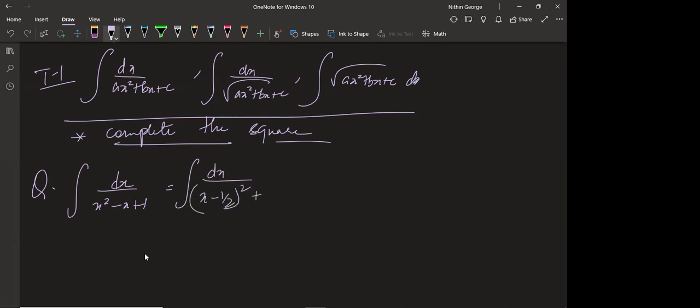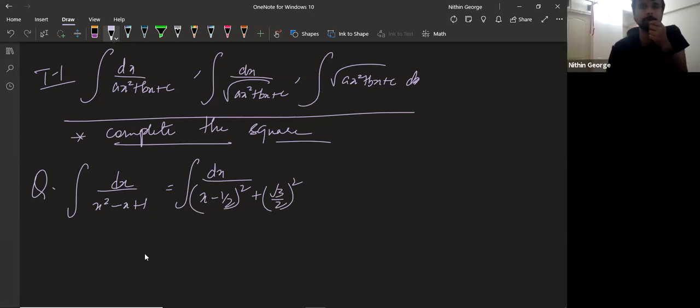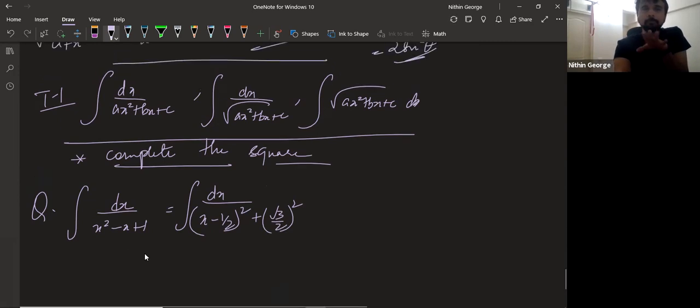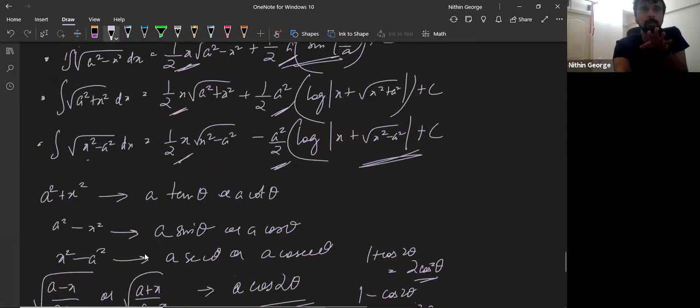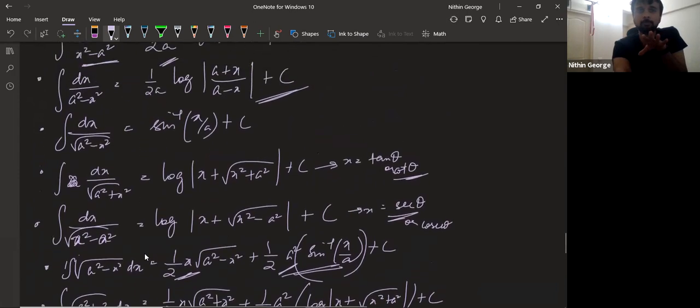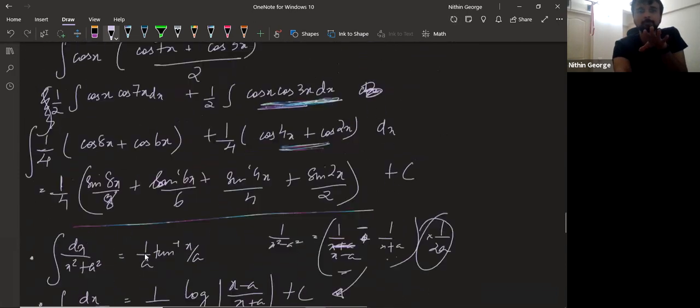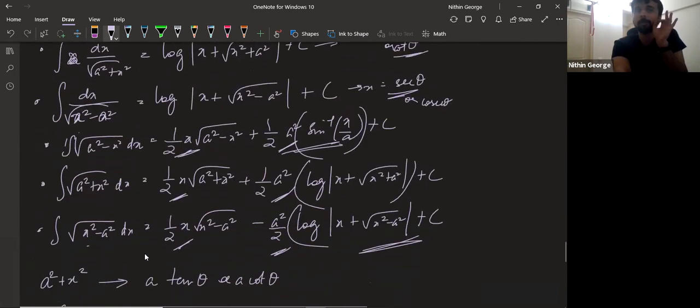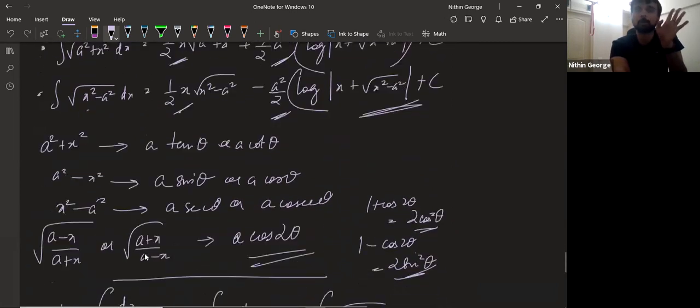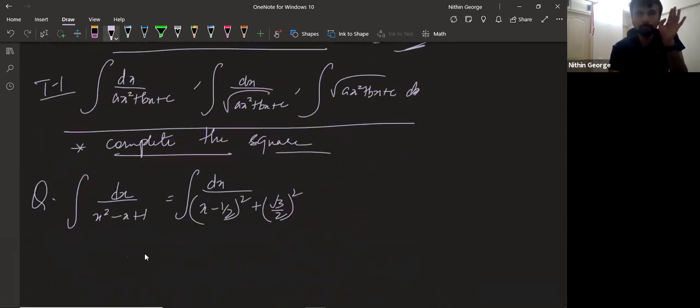So this is 2 by root 3 tan inverse (2x minus 1) by root 3 plus c. Correct. So this is why you complete the square. Once you complete the square, what will happen? You will get it in one of these forms. That's what will happen.